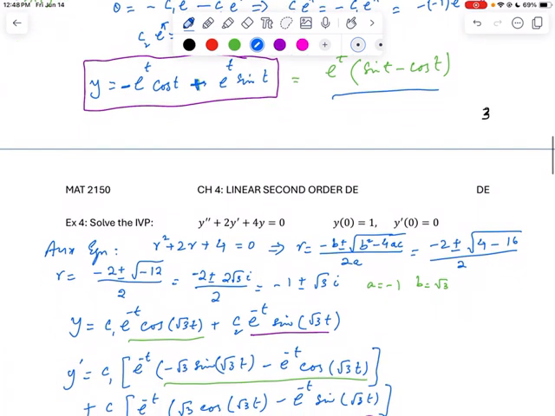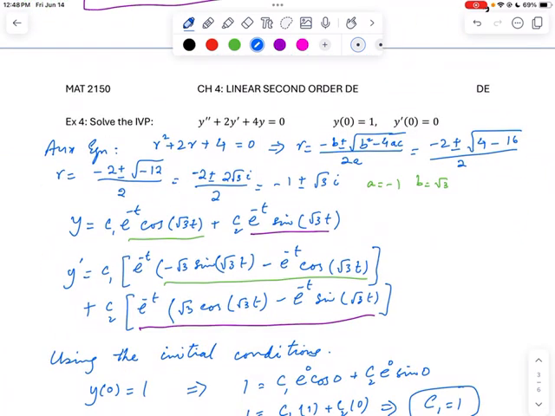Okay, next example. Again, we start with the auxiliary equation. We end up with these roots, which give us that a is negative 1, b is square root of 3. Write your general solution here. Now the derivative of that. Again, like the previous example, you have a product of functions, so you have to use the product rule. Again, let me write it here. Every time you use the rule, if you write it on the side, then you will remember it.